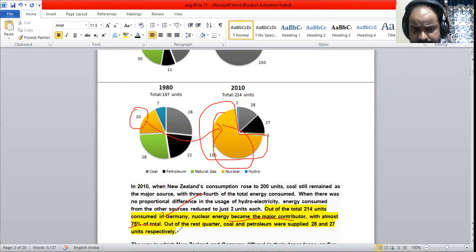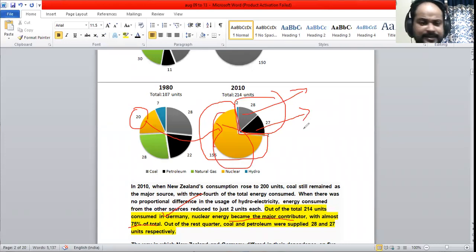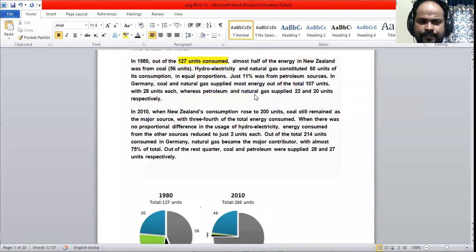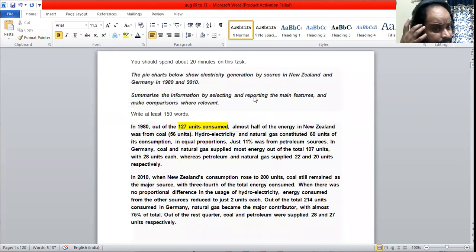This is 75%. Out of the rest, this quarter, coal and petroleum supplied 28 and 27% respectively. So I have left out this 2%. Again, it's insignificant. We don't need to include that in the data. So all this insignificant data, we can exclude. So I hope the chart is clear to you.